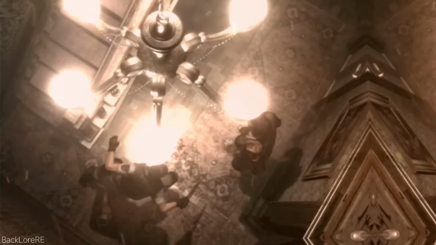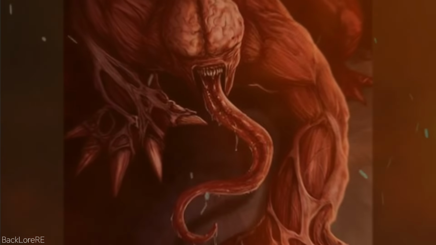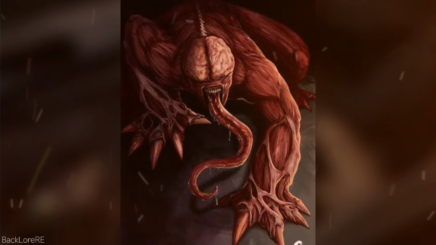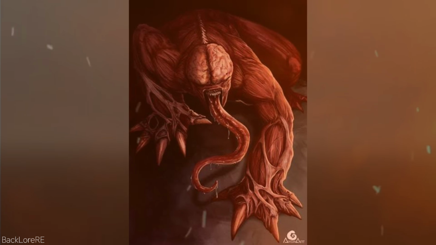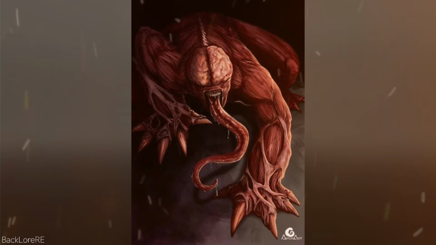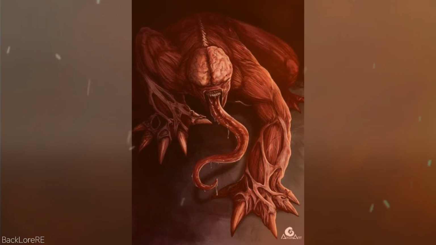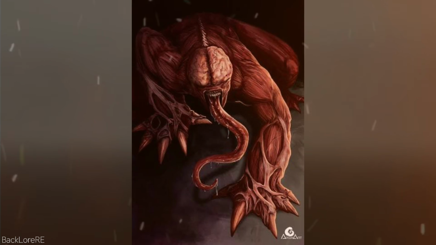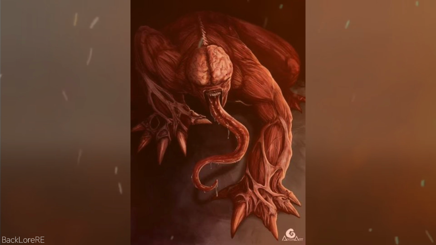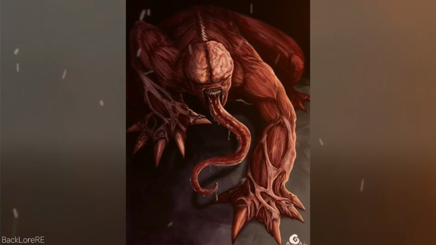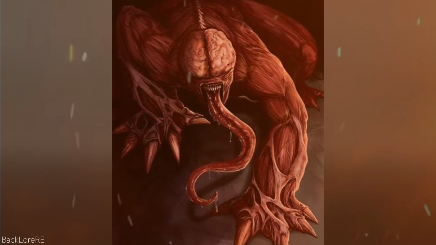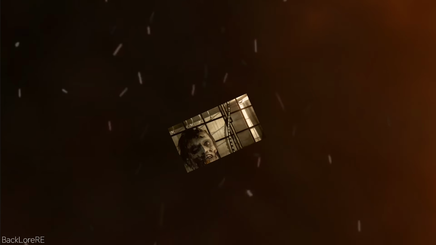Calling a licker simply a stronger zombie undersells what advanced mutation actually produces. The changes go well beyond an increase in raw power. They represent a fundamentally different organism, one whose entire sensory and physical structure has reorganized itself around a completely different way of hunting and surviving compared to the zombie it once was.